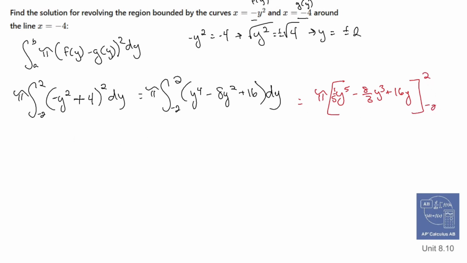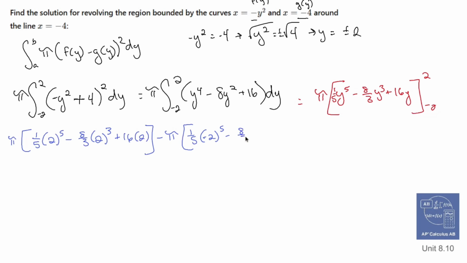Now it's a matter of plugging stuff in. Don't make any math errors. You're going to see a lot of repetition because the same numbers are going to be used twice, just one's the opposite of the other. You get pi times 1/5 times 2 to the 5th, minus 8/3 times 2 to the 3rd, plus 16 times 2, minus pi times 1/5 times negative 2 to the 5th, minus 8/3 times negative 2 to the 3rd, plus 16 times negative 2.